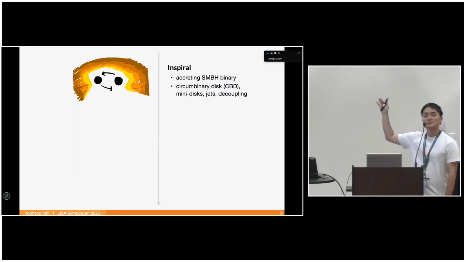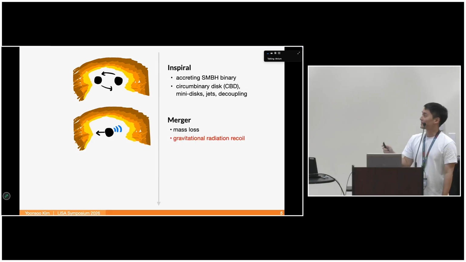So if you think about how this binary will evolve over time, in the inspiral phase, especially in the close-in inspiral phase, where numerical relativity is worth, I would say, you have all these cool features like circumbinary disk, mini-disks around individual black holes, and jets from this. And once this binary gets close enough, it gets decoupled from the disk, all this cool physics happening.